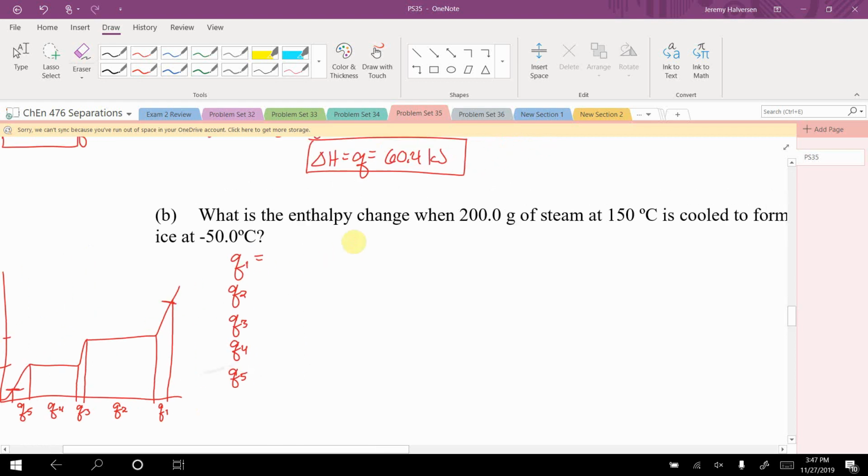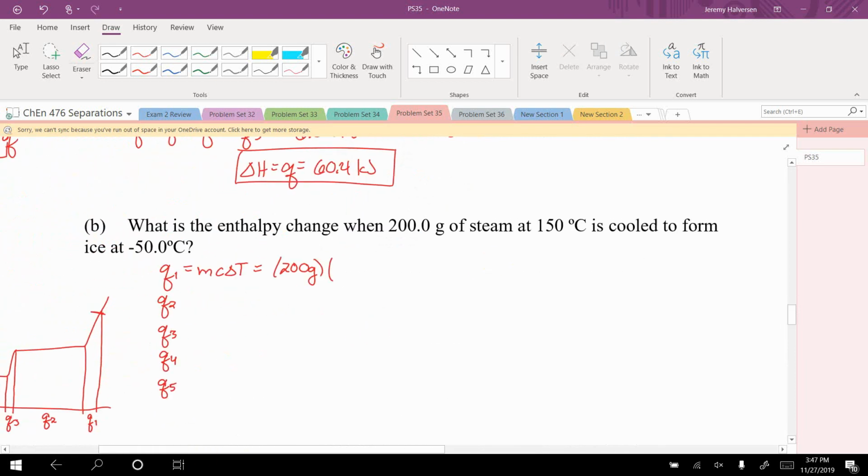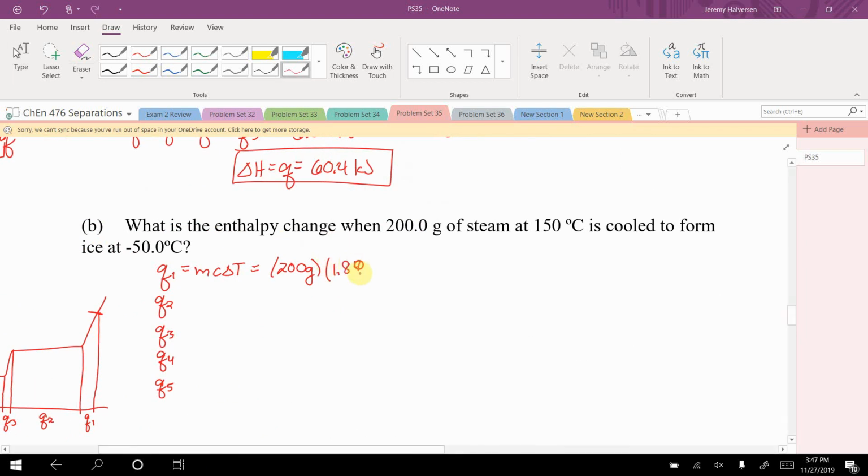All right, Q1, I'm cooling down my steam, so I'm going to use an MC delta T. I've got 200 grams. The heat capacity of steam is 1.84. And my temperature change, well, I'm starting at 150, I'm ending at 100. So 100 minus 150. I'm going to set all these up, and then I will plug them all into my calculator at the end. Okay, Q2, I am condensing my steam into water.